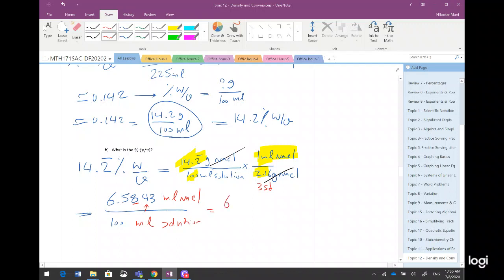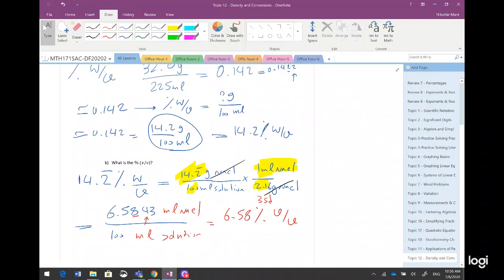Okay, so it is 6.58% V over V. So I don't need to divide by 100 and then go back to percent. No, I already have the 100 in the denominator, so I just keep it. Okay, so now I can use these numbers. So this is one answer here, which is W over V, V over V.